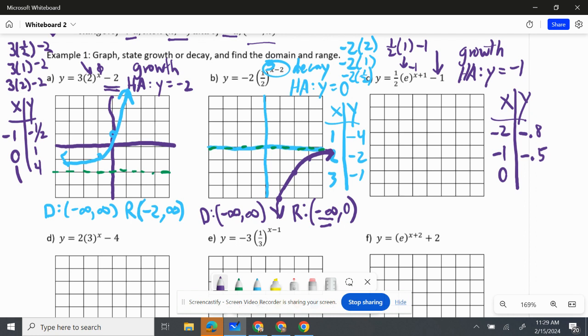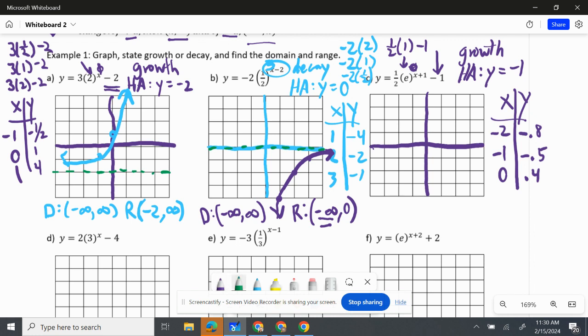And the last one, when I plug in a 0, 0 plus 1 is 1, so the e stays the same. So that would be 2.7 times 1/2. And then we subtract 1. And that would be approximately 0.4. So it kind of gives us an estimate of where we're plotting these points.